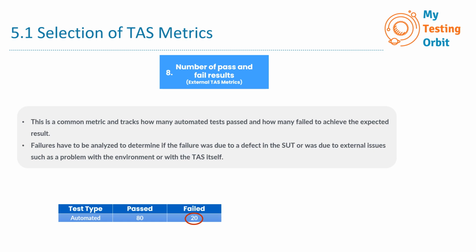Okay, so now when a test fails, it's not just a dead end. You need to act like a detective. You need to figure out if the failure happened because of a bug in the SUT or if it was due to something external like issues with the testing environment or even problems with the TAS itself. So it's not just about counting passes and fails, it's about diving into the fails to see why they happened and what needs fixing. This helps you improve the reliability of your test and the quality of your software.